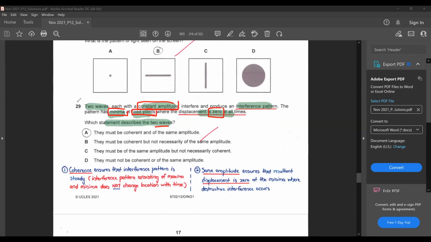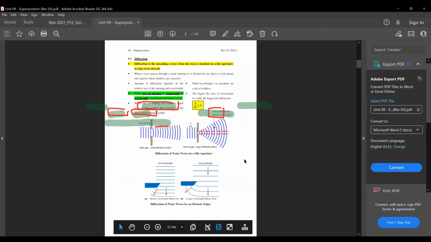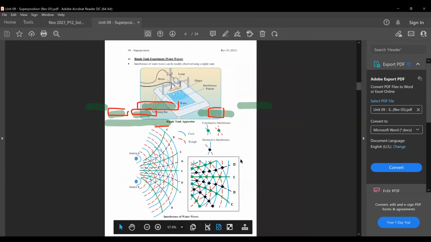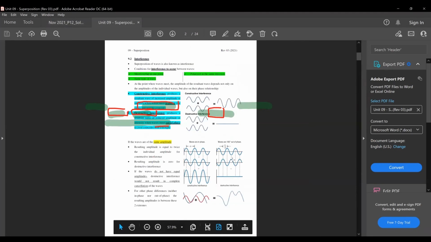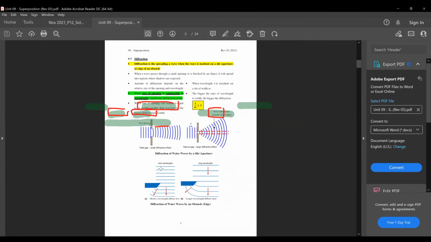Okay, so remember last time I did mention to you what is so important about coherence. Coherence ensures that your interference pattern doesn't change positions. I think I mentioned somewhere before under, let me see the notes somewhere, the superposition law. I mentioned that before somewhere here.